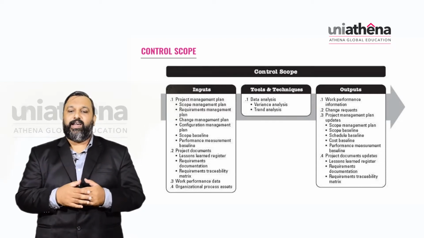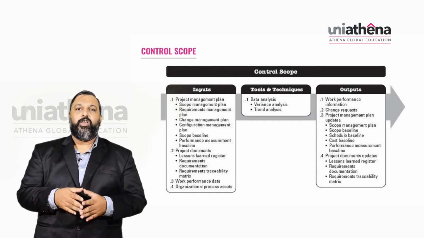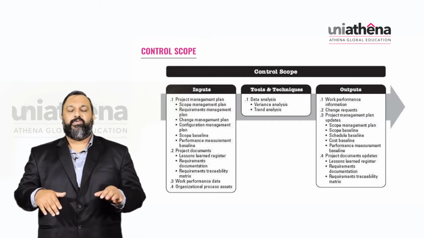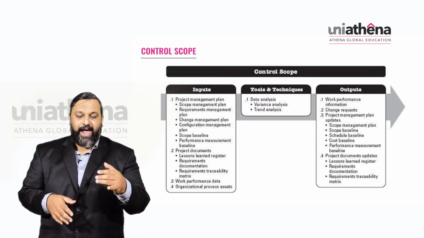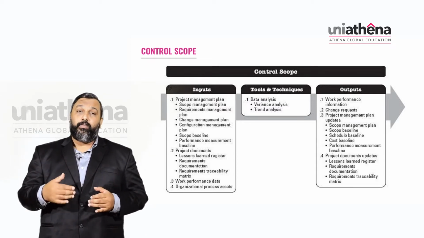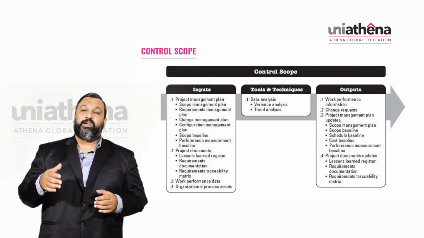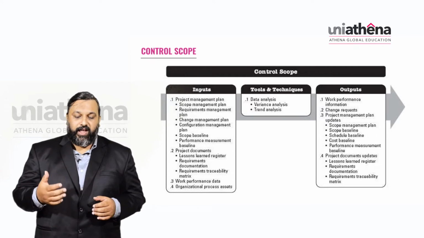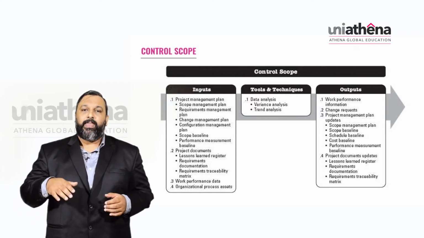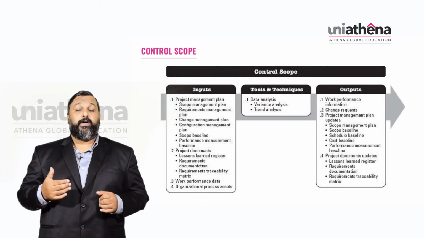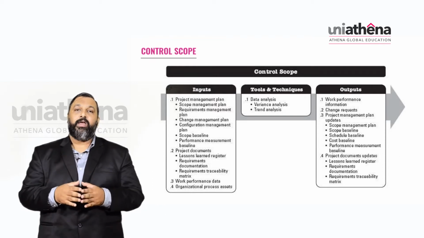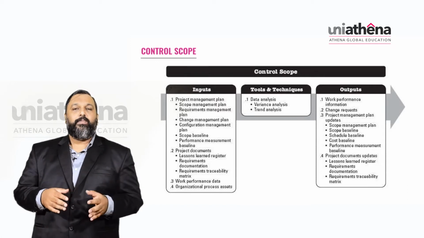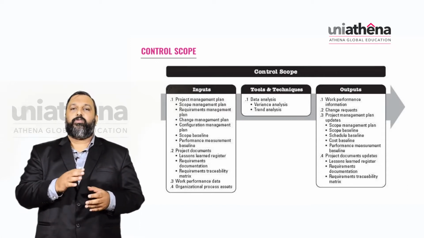So as inputs for the control scope process, you will have the project management plan, that is all the different plans which come under it, and then the project documents which include the lessons learned register, the requirements documents, and the requirements traceability matrix, and then you have the work performance data, and then the organizational process assets. So these will be the inputs for the control scope process.